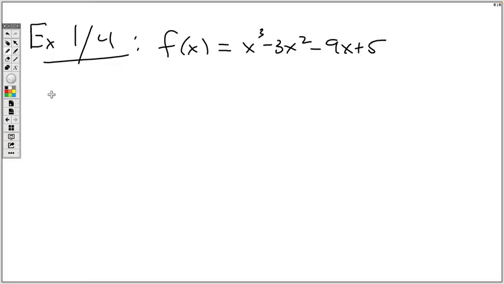Okay. So let's take a look at the derivative. So first things first, what's the derivative here of x cubed minus 3x squared minus 9x plus 5?